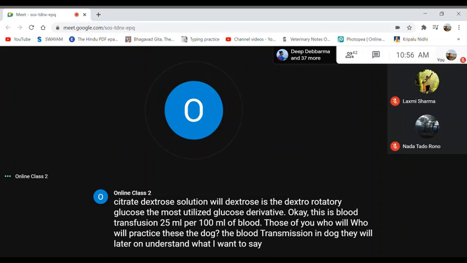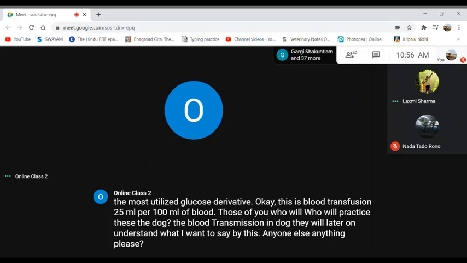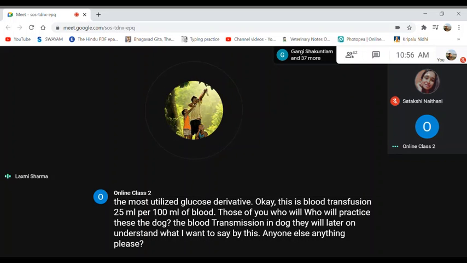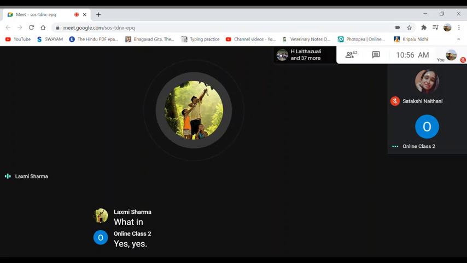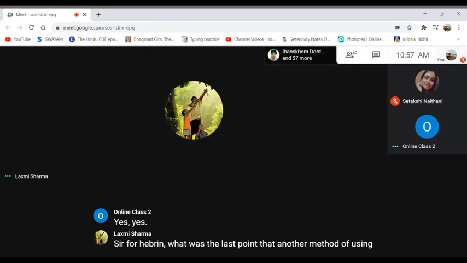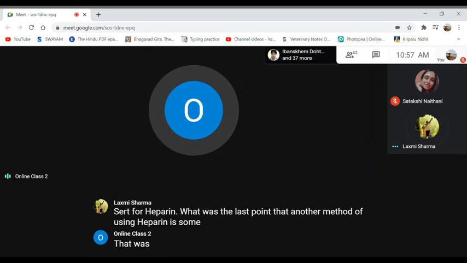Anyone else? Anything? Please. Sir, for heparin, what was the last point, that another method of using heparin? That was the practical method of using heparin.